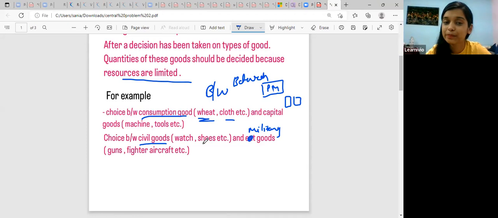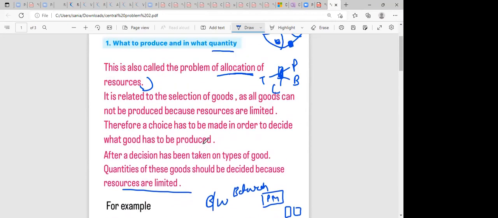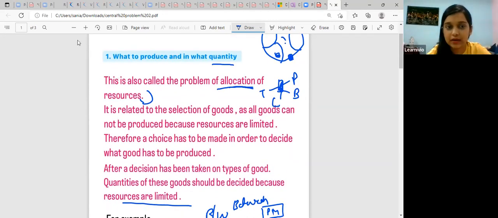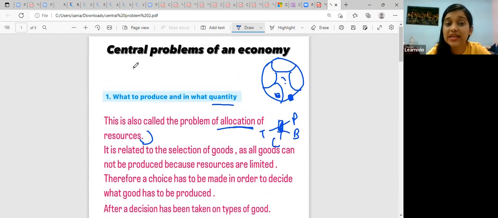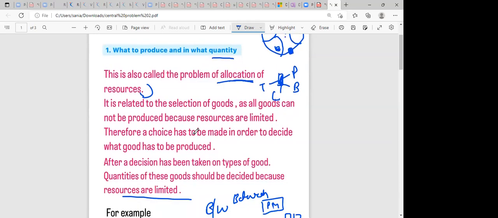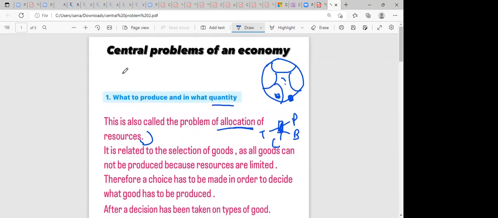Clear? So you can write it down and after that we'll start. Just let me know, I'll scroll it down. Just write "central problems of an economy" first, then the explanation, then the example. Let me know when I have to scroll it down.